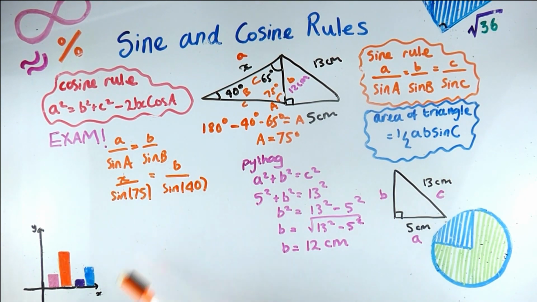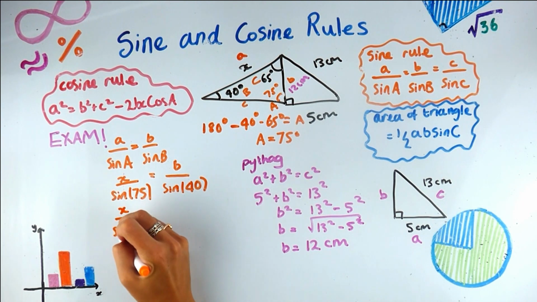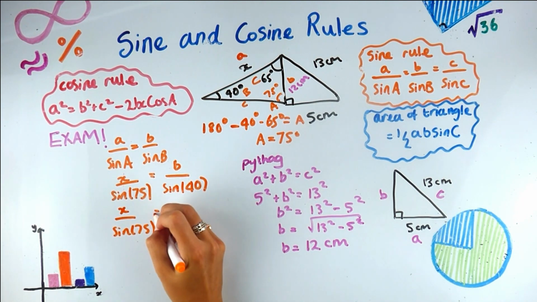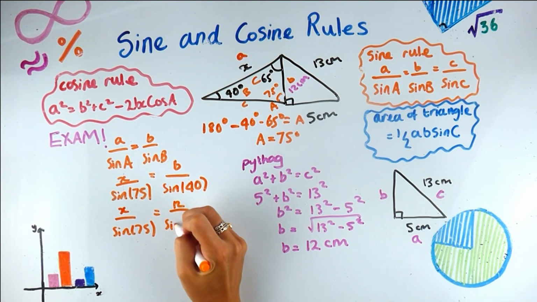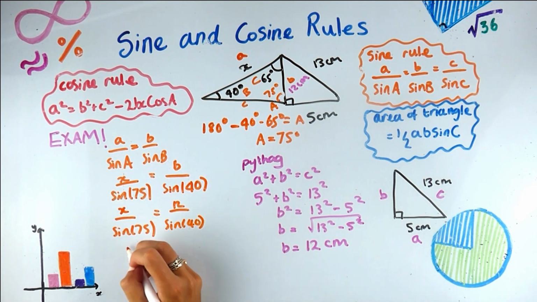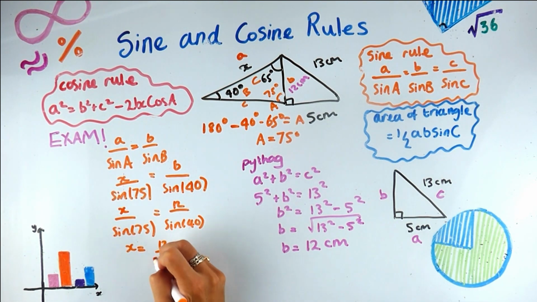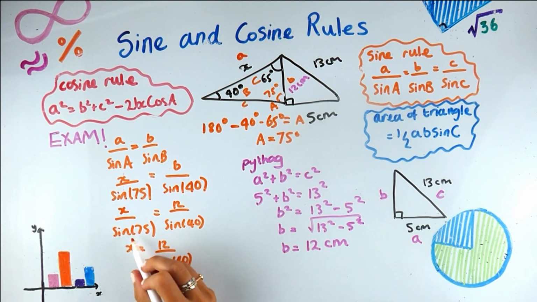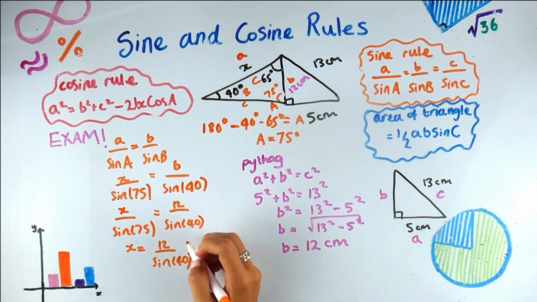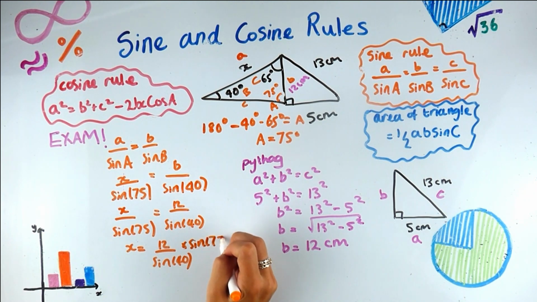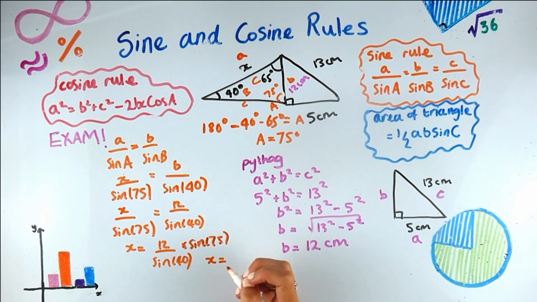So let's just continue subbing in. So we've got x over sine 75 equals b, which we now know is 12, over sine 40. Rearrange this to find x, and we just get that. And this is divide on this side, so it's multiply on this side. And if you put that in the calculator, the answer you should get is x equals 18, and don't forget centimetres. So that's an example of sine, but with an extra step.